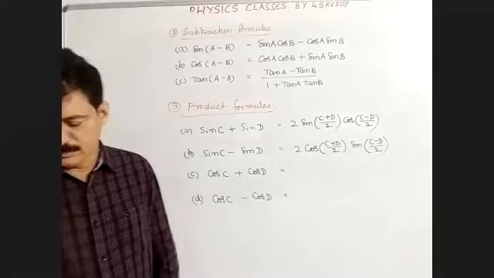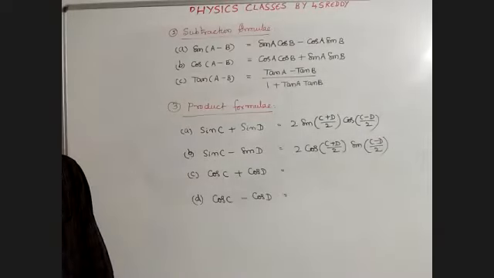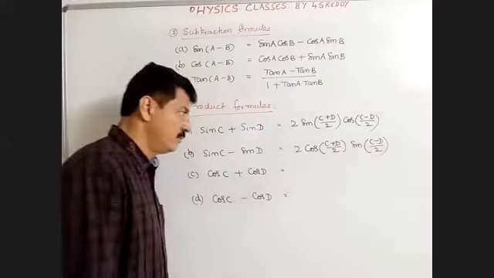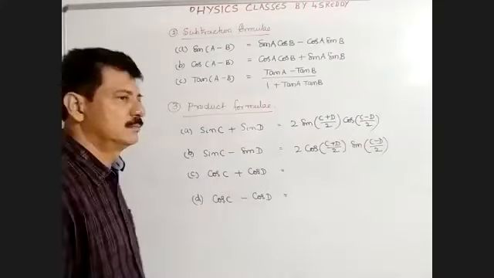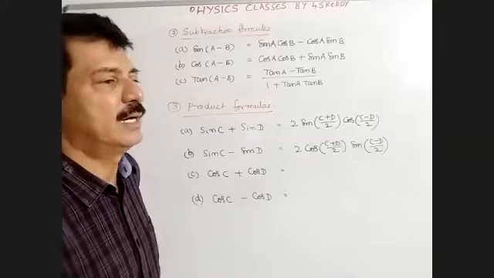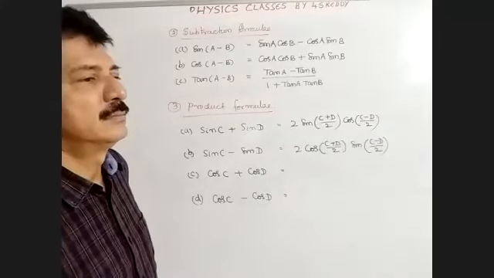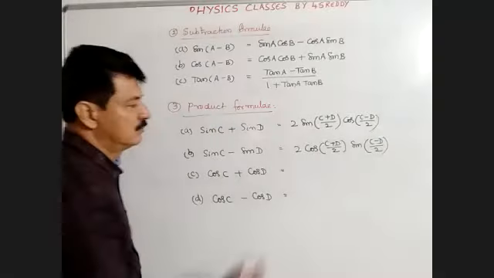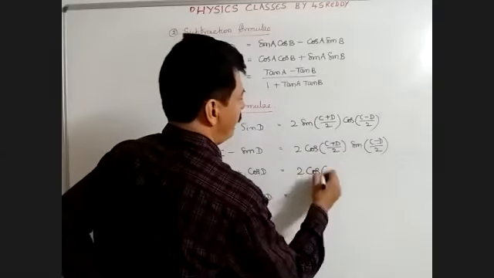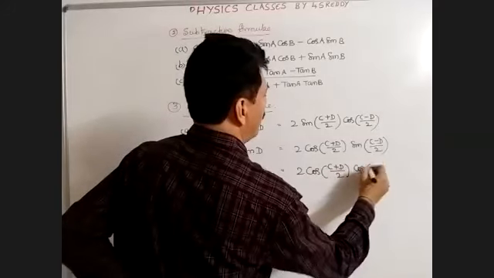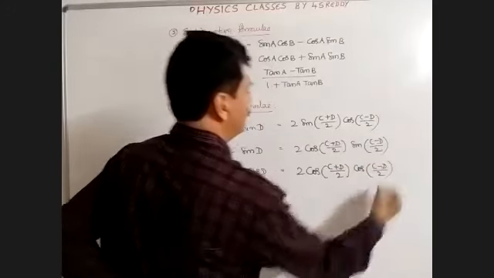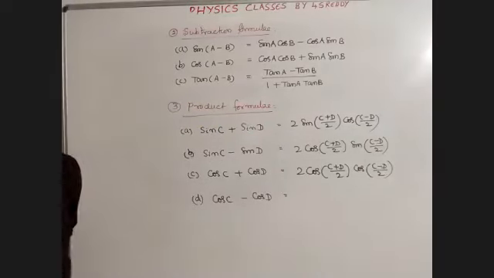Anybody? Karishma, tell me the answer. Cos C plus cos D equals 2 cos C plus D by 2 cos C minus D by 2. That's right. What about cos C minus cos D?